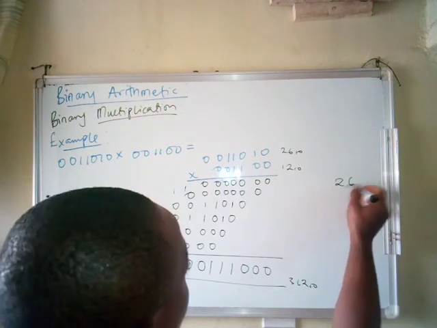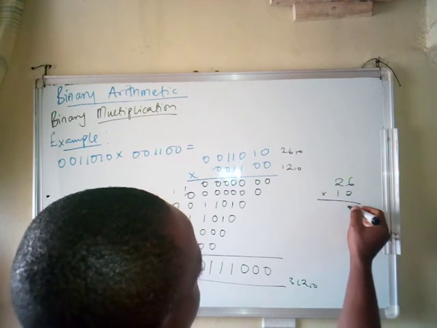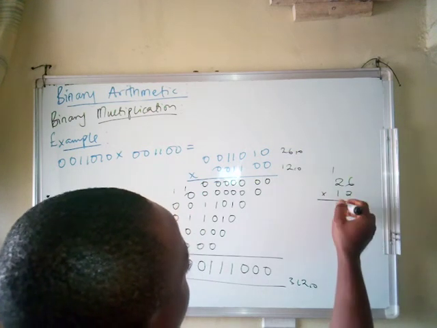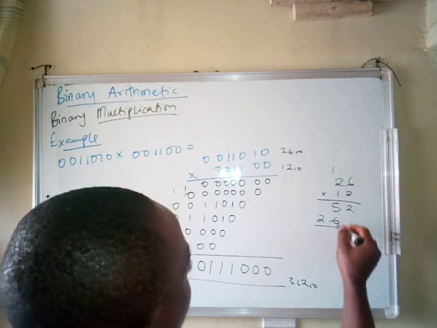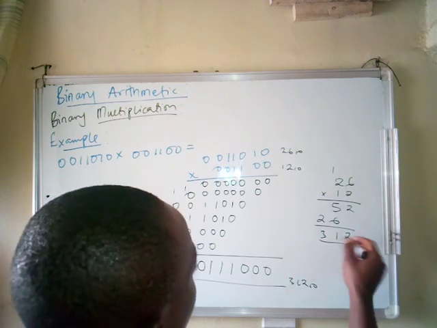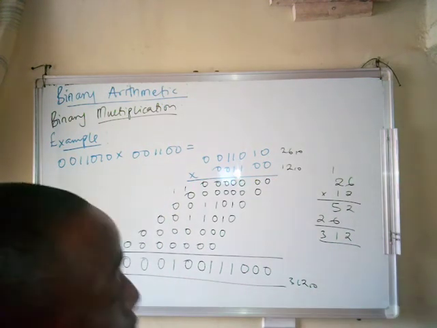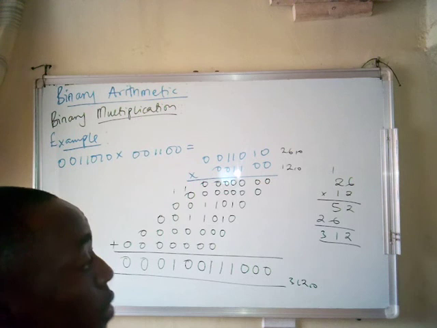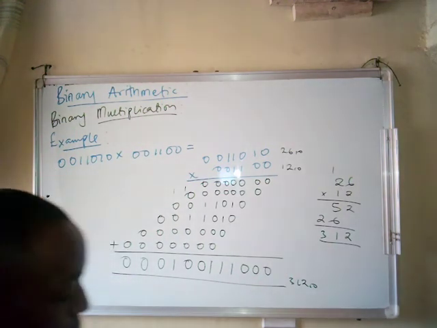So let's see, 26 times 12. 2 times 6 is 12, 2 carry 1, 2 times 2 is 4 plus 1 is 5. 1 times 6 is 6, 1 times 2 is 2. So you have 312, the same thing. So if you convert to base 2, you see that you get the same thing, right? What I just did is to use my base 10 to multiply all that.